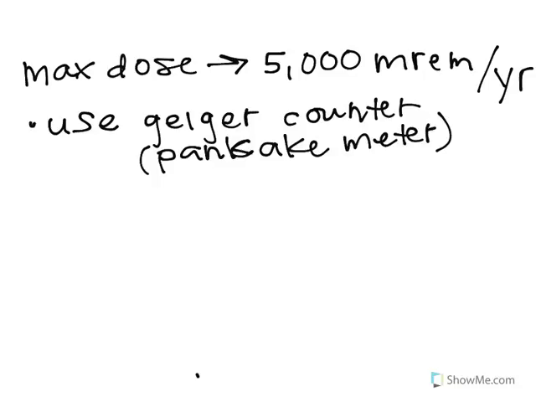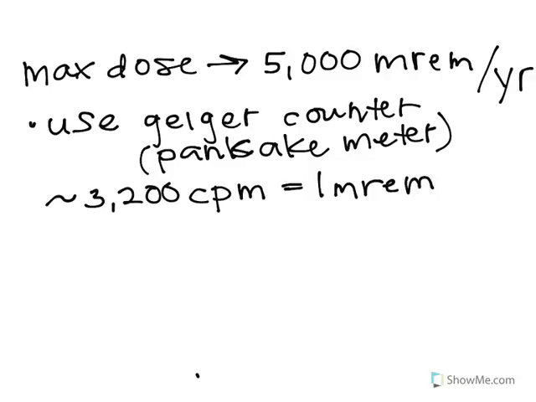On the Geiger counter you'll see counts per minute. You'll hear beep, beep, beep if you have a lot of radiation. About 3,200 counts per minute, CPM, on a pancake meter is about equal to 1 millirem per hour of gamma rays.